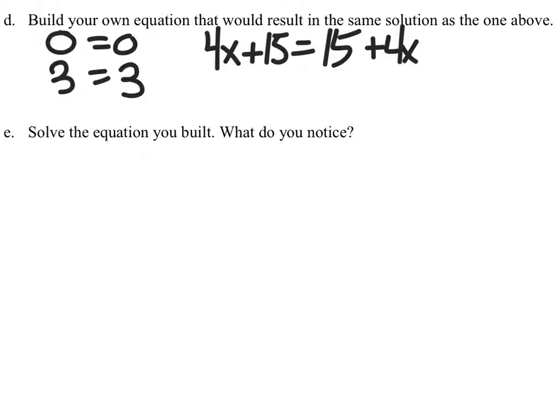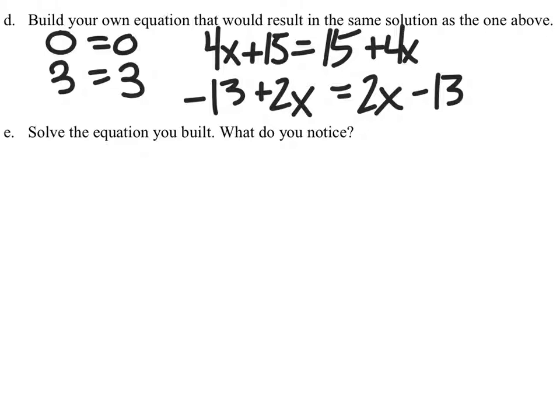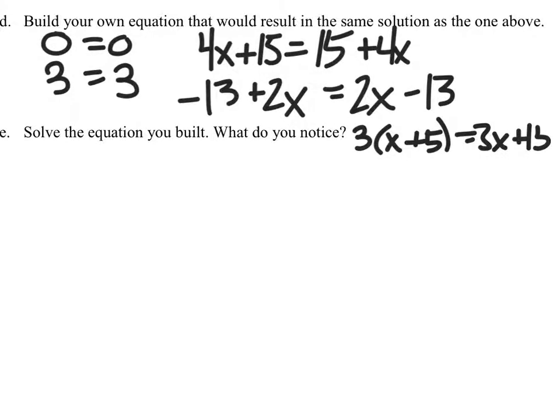What else? You guys got any more? 13 plus 2. Let's make that a negative 13 and a 2x, just to make it look a little bit more exciting. Well, then we would have maybe a 2x minus 13. This would work. So let me, 3x plus 5 equals 3x plus 15. That's very good. Yep, all of these would work.